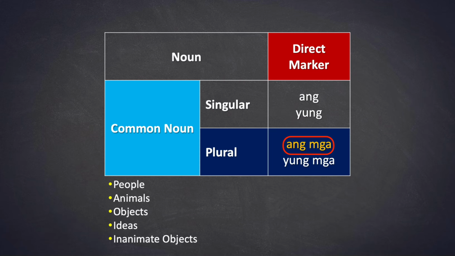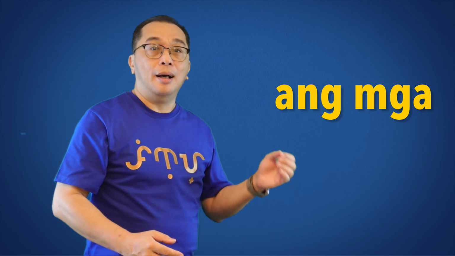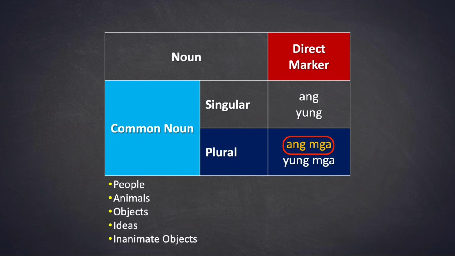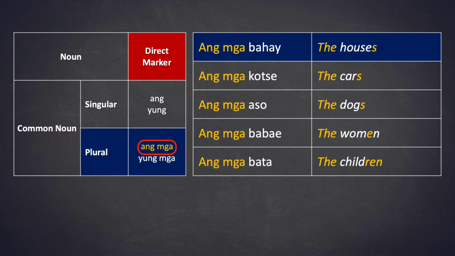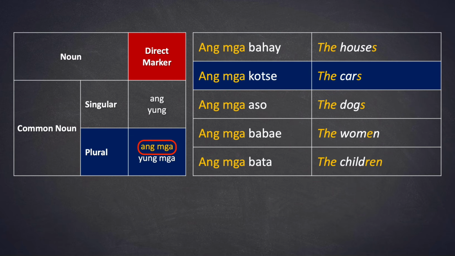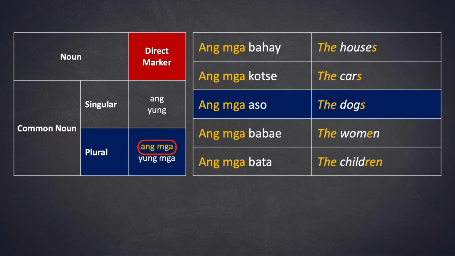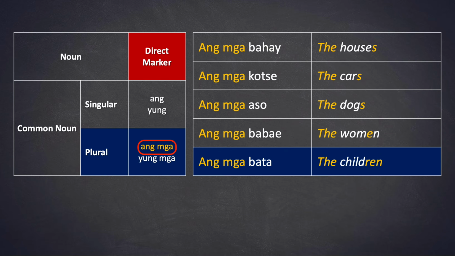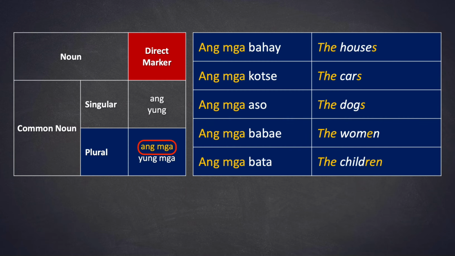It might be a challenge for non-Asian speakers to pronounce this, which will require you to practice saying it. It's ang mga. Try it. Ang mga. Very good. So, the plural form is simply ang mga bahay, the houses; ang mga kotse, the cars; ang mga aso, the dogs; ang mga babae, the women; ang mga bata, the children. It's not complicated. Don't you agree?